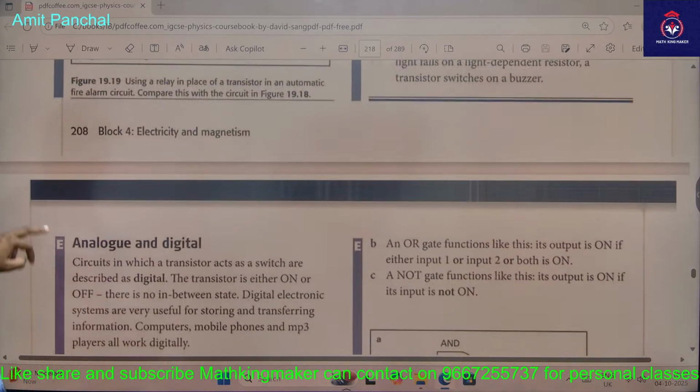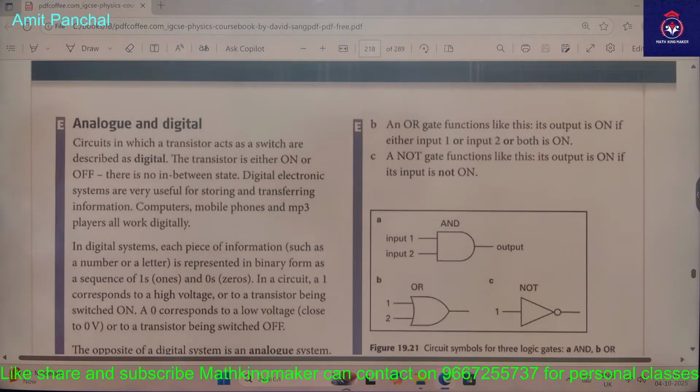So analog and digital. Now we'll see. If you use certain combinations of transistors, that is called digital circuits. I think we have this in the syllabus. I don't know. You just check it with your book.